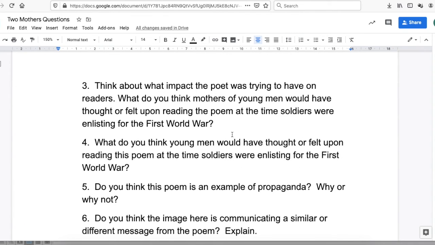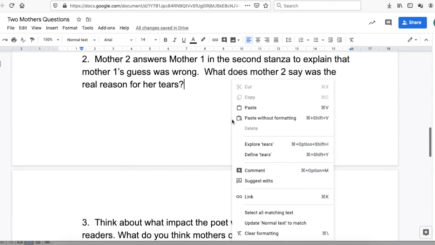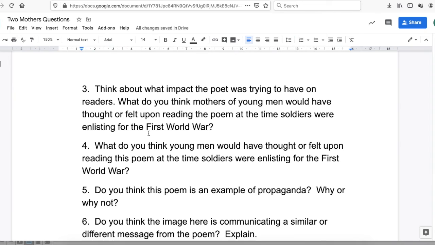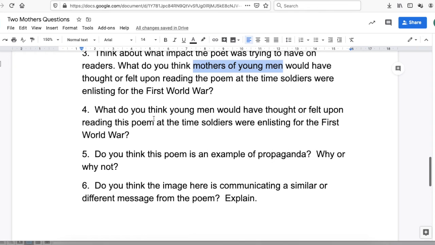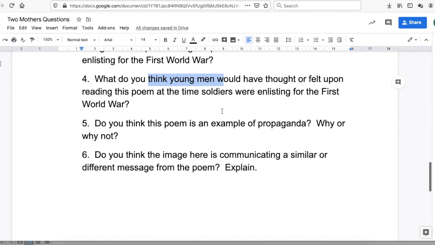Number 3. Think about what impact the poet was trying to have on readers at the time of the writing. What do you think mothers of young men would have thought or felt upon reading the poem at the time the soldiers were enlisting for the First World War? So once you understand questions 1 and 2 and what's going on in the poem, then think about what the poet was trying to make people think and feel, particularly in question number 3, mothers of young men. And the 4th question is very similar, but what do you think young men at the time would have thought or felt when they read this poem? Really try to get at the feelings.